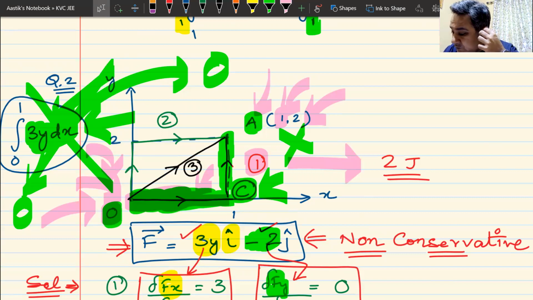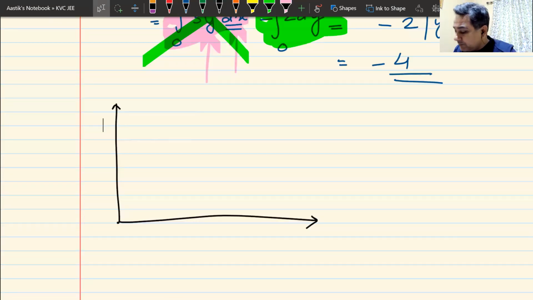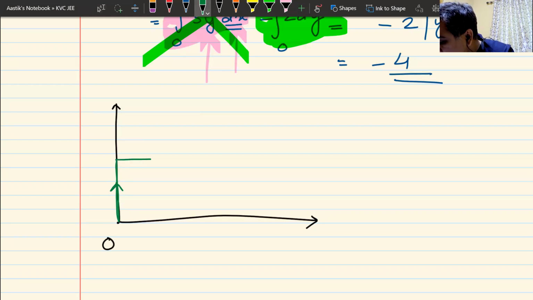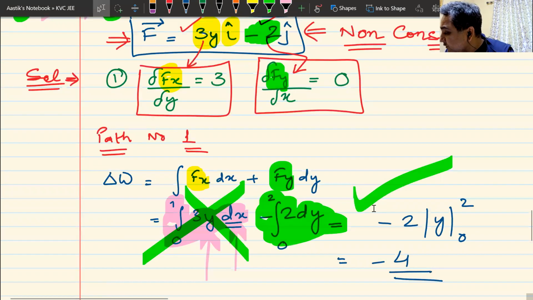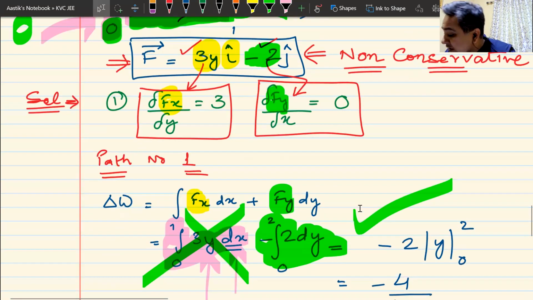If I can now share the screen, I have my point O. Then I have the green path. This is my green path. This is my point A. The coordinates are 1, 2. This is the path that we are concerned about right now. This was OA. Okay, I called it C. Let me call this point B.